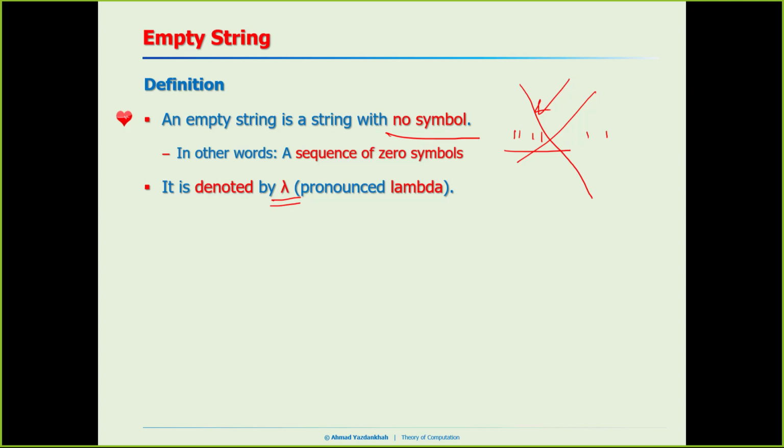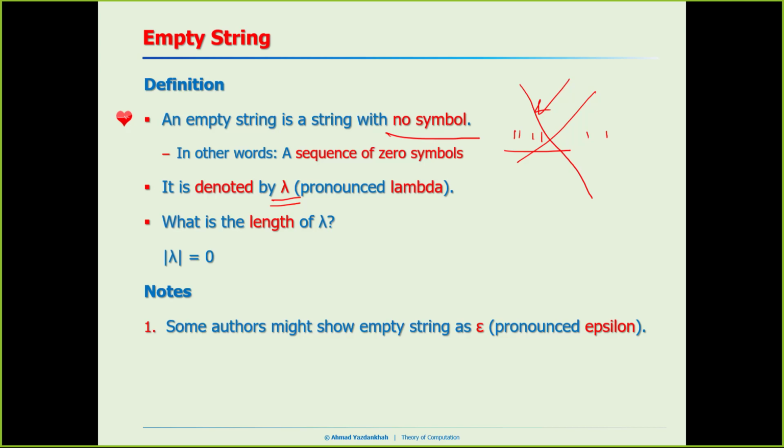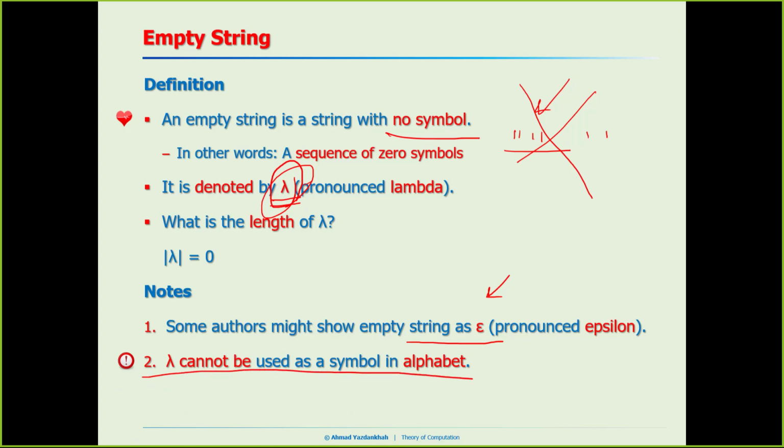So what is the size of lambda? Definitely 0. Okay. Some authors, especially very old ones, like to represent the empty string with epsilon, but modern books, and this course, use lambda. And based on the knowledge that we have so far, lambda cannot be part of an alphabet, so it is prohibited, right? It is specifically chosen for the empty string. It cannot be part of the alphabet. We are done with the string.